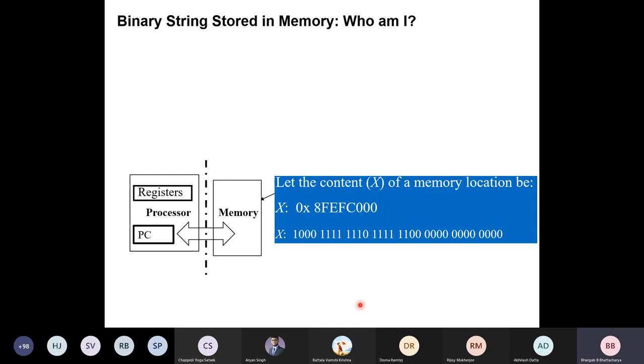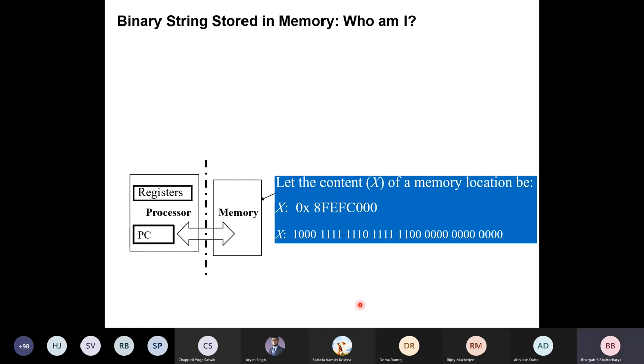Now suppose that you are confronted with this challenge. You are going to design a processor, and when the processor looks into the memory, it finds a 32-bit bit string. Now, what is the processor supposed to do? How would you solve this challenge?